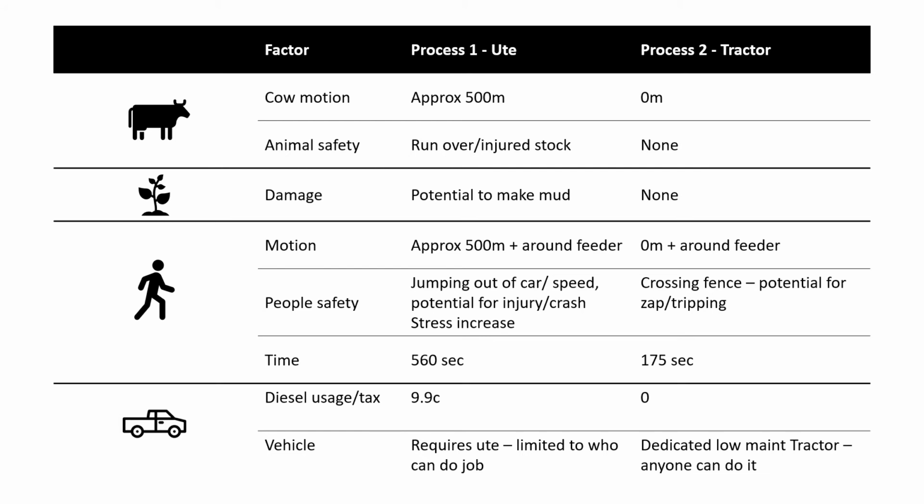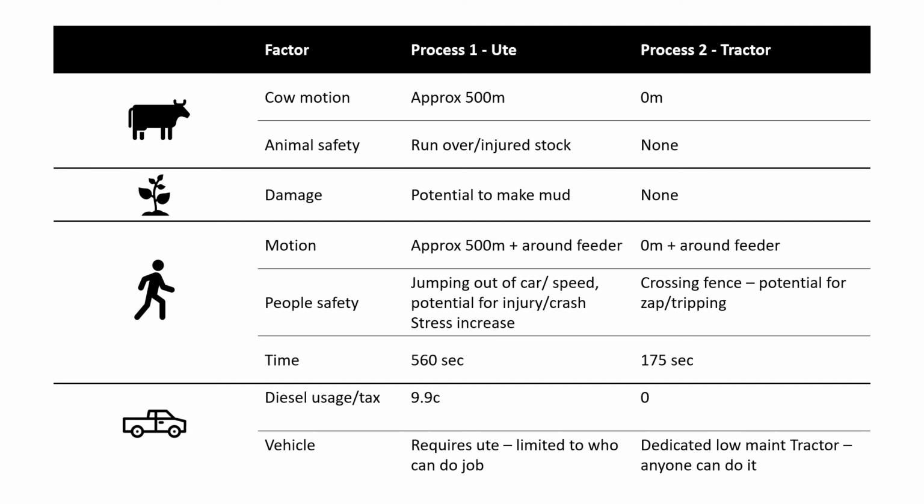In terms of person motion, there's about 500 meters of motion around the paddock in process 1, plus motion around the feeder. In process 2, there's just the motion around the feeder. People safety, in process 1, you're jumping in and out of cars at speed. There's a potential for injury and crashing, and also a stress increase. In process 2, we're having to cross that fence, so there's a potential for electric zap or a tripping hazard as well, which isn't ideal and needs to be addressed. In terms of time, process 1 is 560 seconds, process 2 175 seconds.